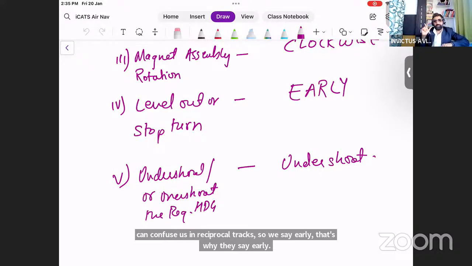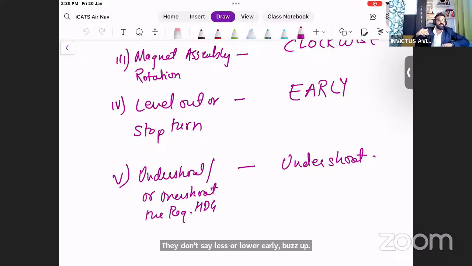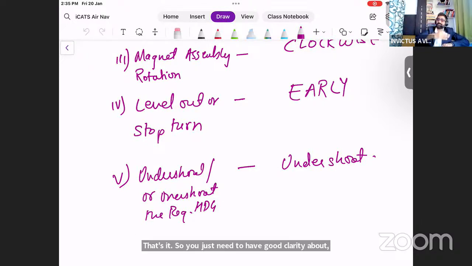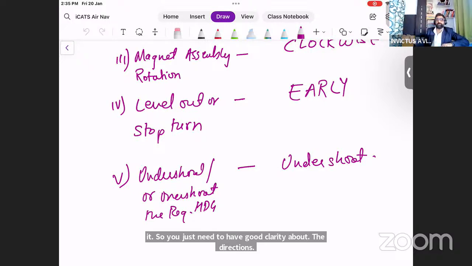Early. But you just focus on this much, that what are the directions that are going to come first. Then choose the earlier one. That's it. So you just need to have good clarity about the directions you're going to cross one by one with respect to your direction of flight.